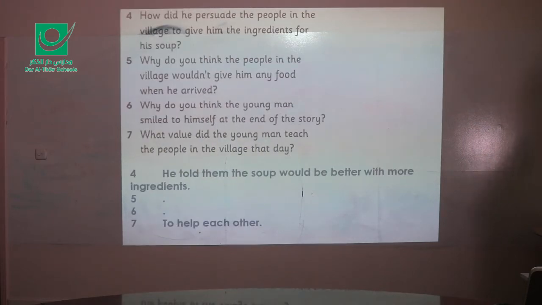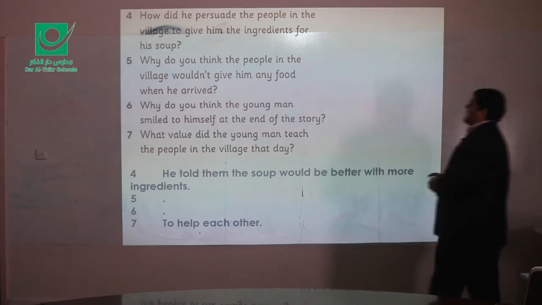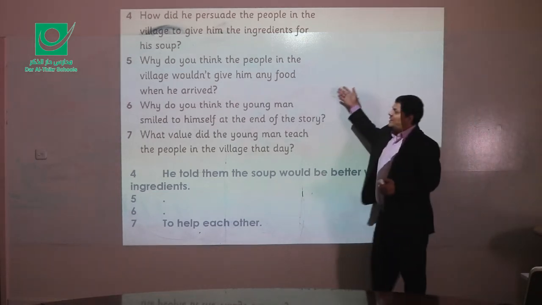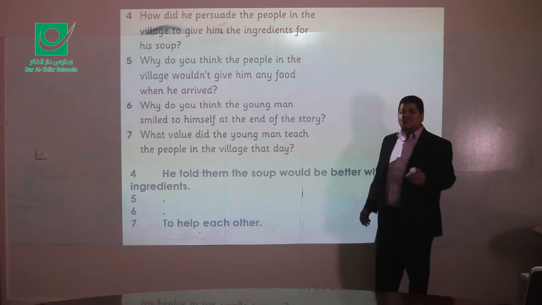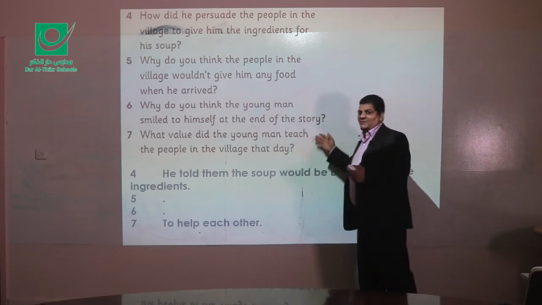Let's go on to question number 4. How did he persuade the people in the village to give him the ingredients for his soup? Yes, he told them the soup would be better with more ingredients. For number 5 and 6, they are going to be answered by you because this expresses your opinion. Why do you think the people in the village wouldn't give him any food when he arrived? Here you can express your opinion. I'm not going to give you any model answers for number 5 and number 6. This is your opinion. Still you give your opinion here.